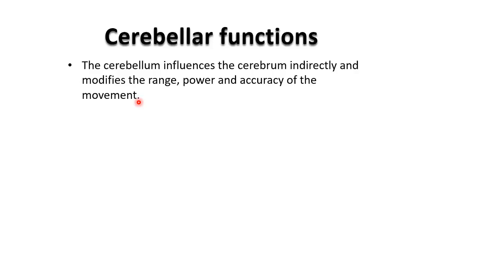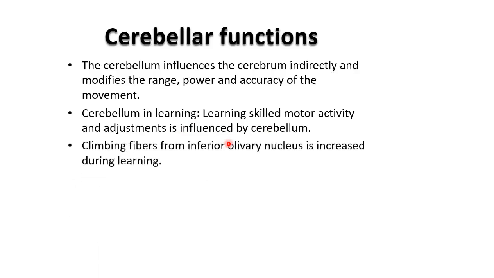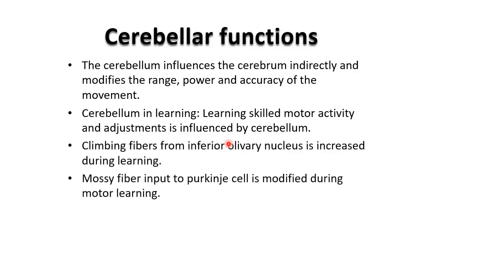It also modifies the firing of alpha and gamma motor neurons, so that is also influenced by the cerebellum. Then the cerebellum in learning, especially learning skilled motor activity and adjustments. Mainly in learning a new motor activity, the firing of the climbing fibers increases during learning. So in learning a new motor skill, that is very, very important.